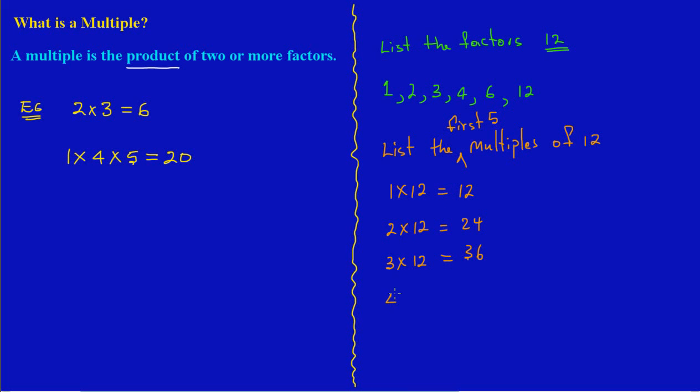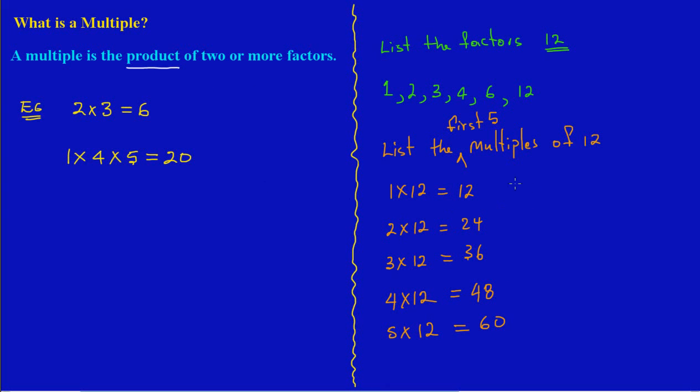I could also say 4 times 12, and that would be equal to 48. And 5 times 12 would be equal to 60. Now I have listed my first 5 multiples of 12. So I can just make a quick note to the side here.